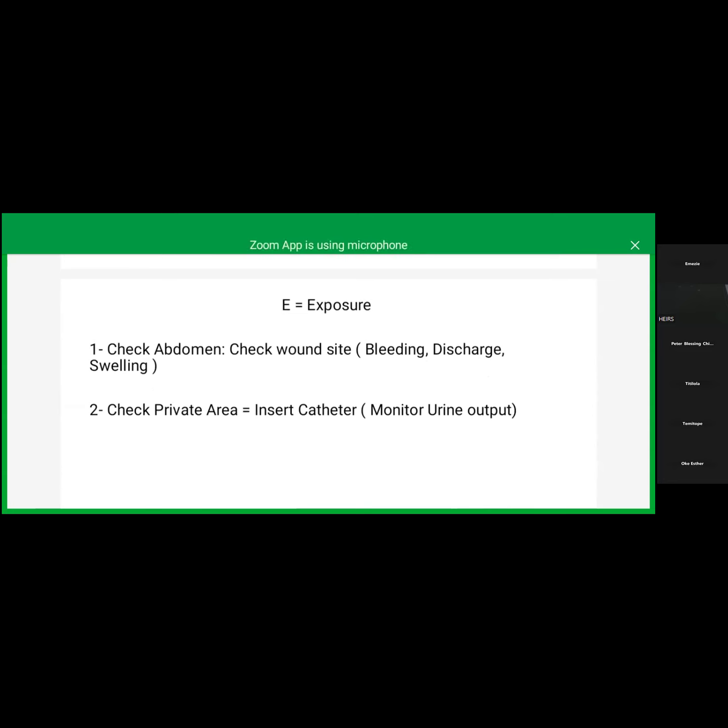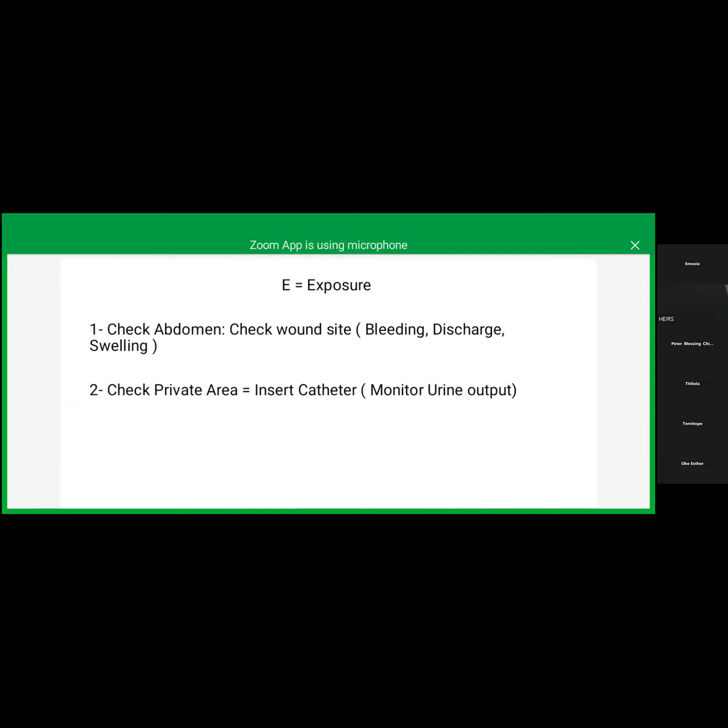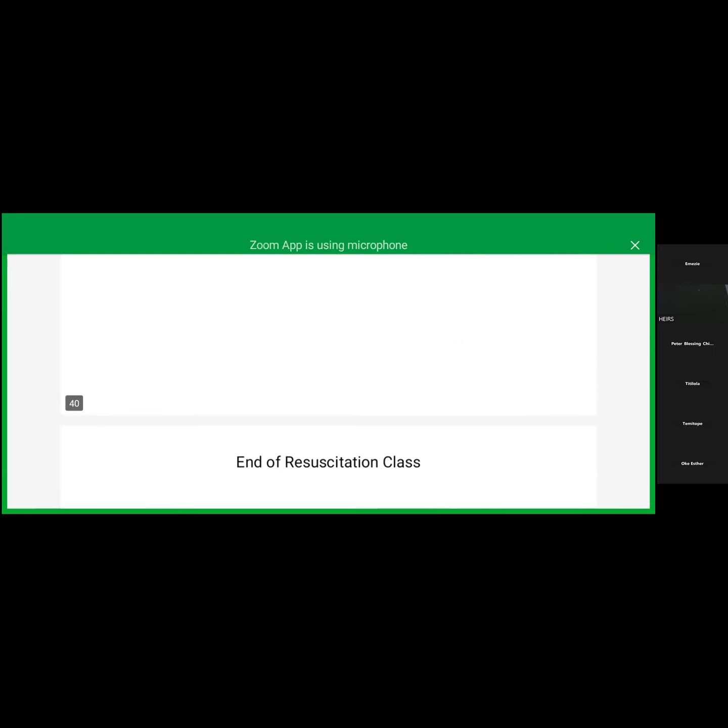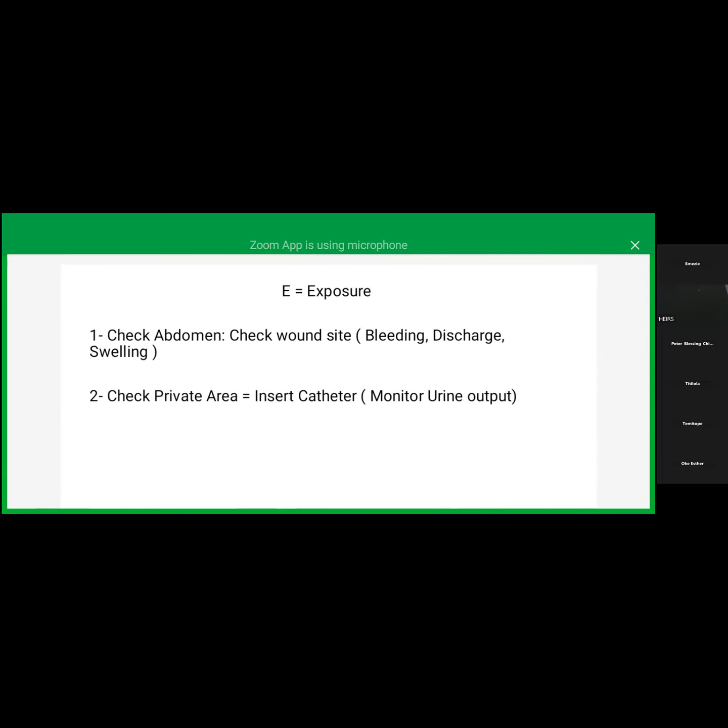So the final part of the resuscitation process is exposure. What is exposure? It's simple. We open up the clothes of the patient. If the patient is wearing clothes, we try to open up the clothes and review. Why do we need to open up the clothes? The exposure part is majorly important in people that are coming in with trauma.